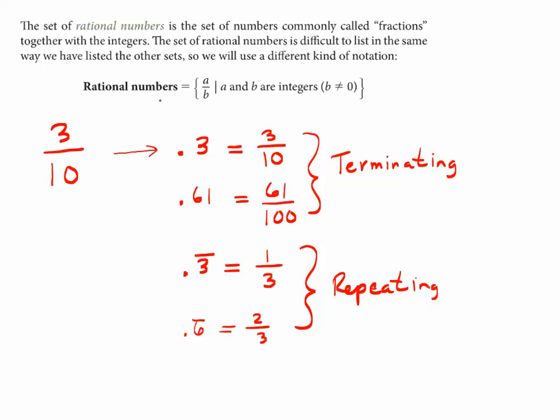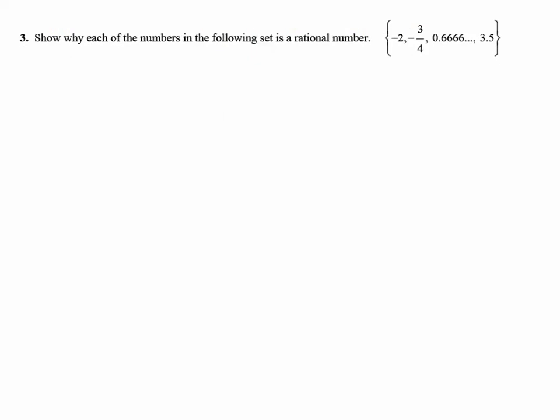Okay, the fun part here. So, again, we're still thinking about real numbers here. So now tell me, or show us, why each of these is, in fact, a rational number. So the question is, is -2 a rational number? No. So let me say it another way here. Can we make -2 into a fraction?